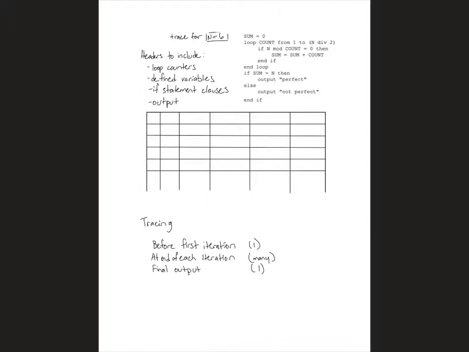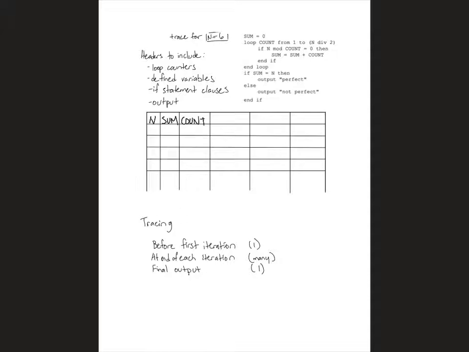We look at if statement clauses. We have n mod count equals 0 and sum equals n. And then we look for output. There's always going to be an output. So we can start writing those down in our headers as soon as we know that. We're going to start with n because they give us n, and that's one of the defined variables. So we'll have that as our header. We'll also have sum because that is the first defined variable that we can see. We have count, which is a loop counter.